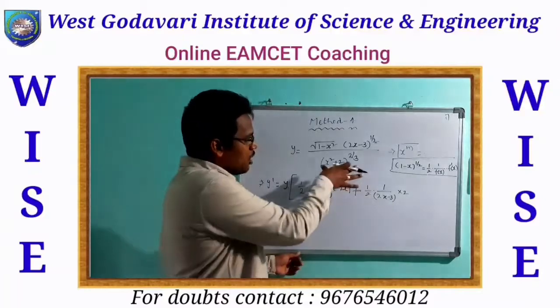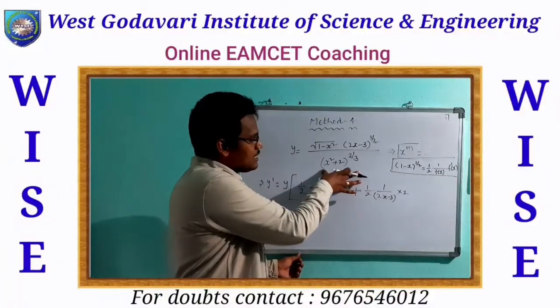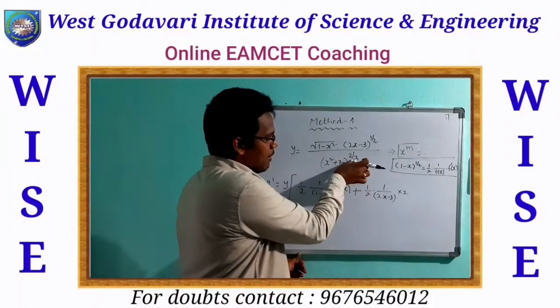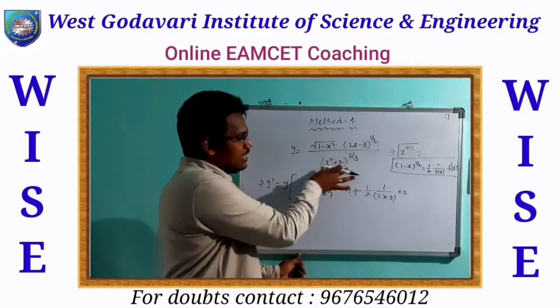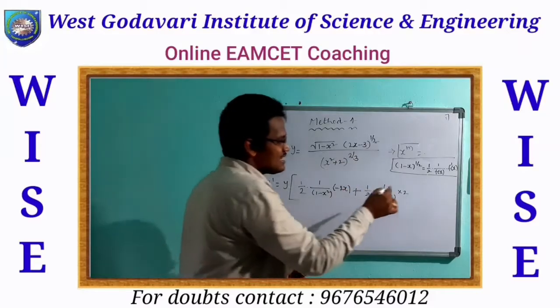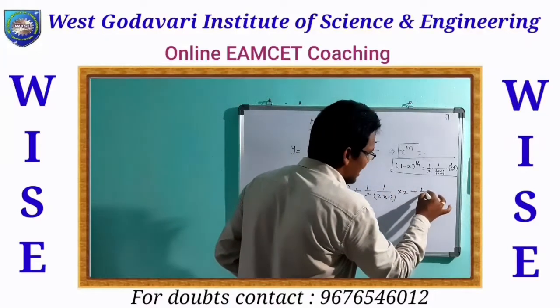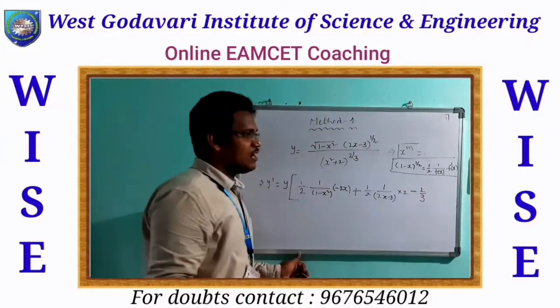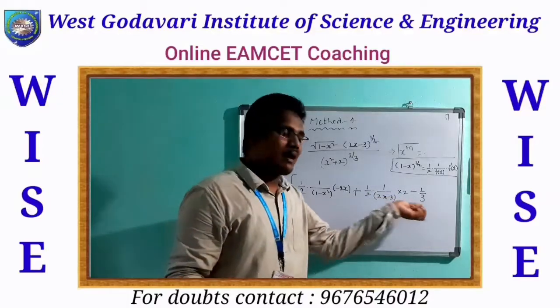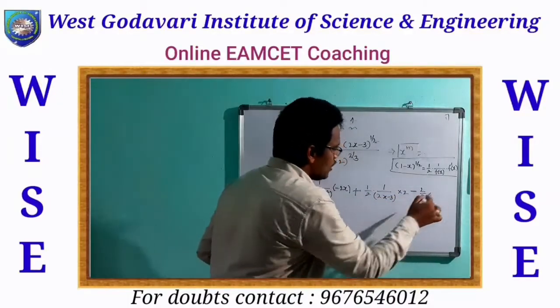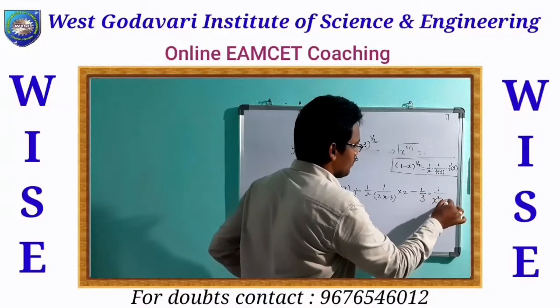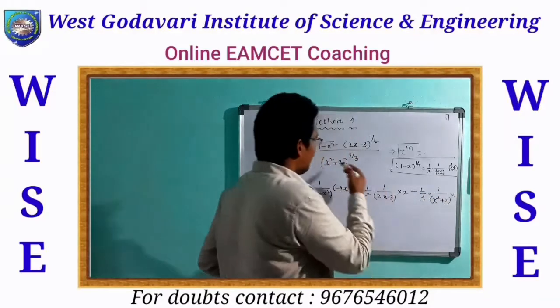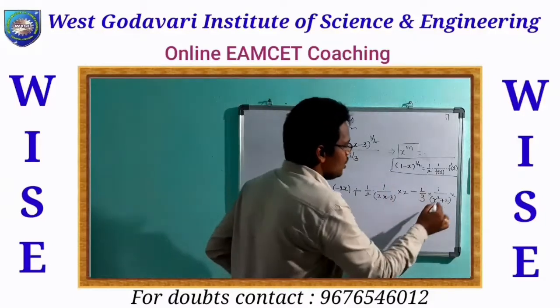Now go to the denominator term. Coming to the denominator, the power coefficient is 2 by 3, which we take in front of the function. It is minus 2 by 3 because it is in the denominator. So the coefficient is minus 2 by 3 into 1 by the function x square plus 2, into the differentiation of x square, that is 2x.